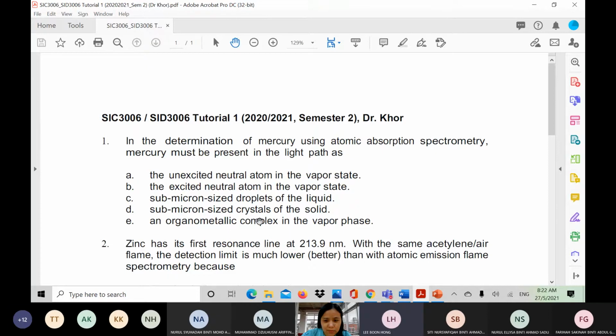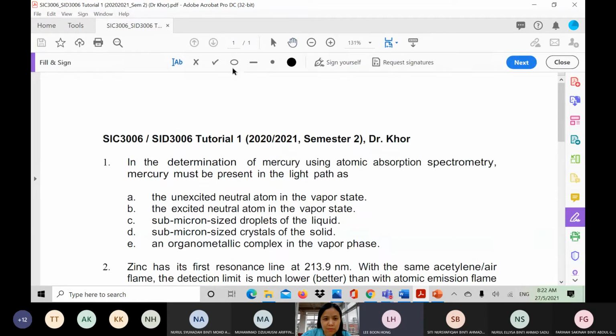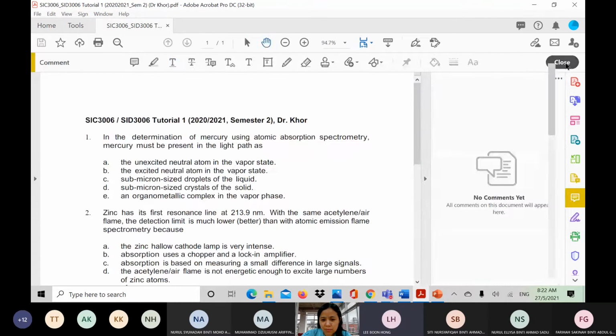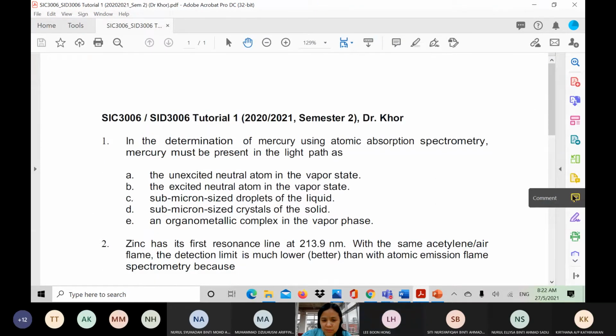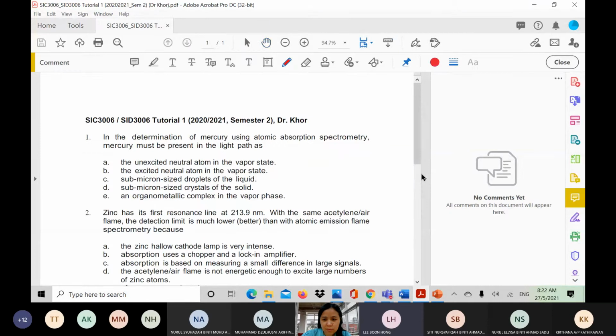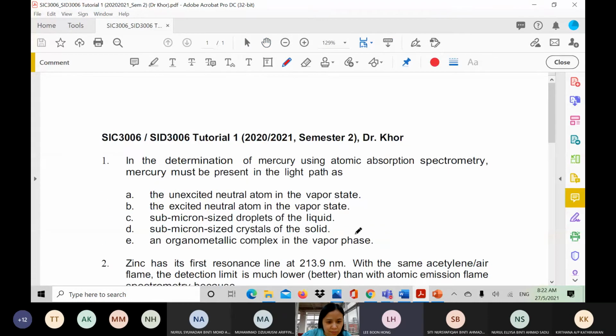For the lecture notes, I didn't see any organometallic complex in this AAS topic, so I delete the answer for E. So I only consider A and B. B is the excited neutral atom, right? So it shouldn't be an excited neutral atom. So I only consider the answer A.